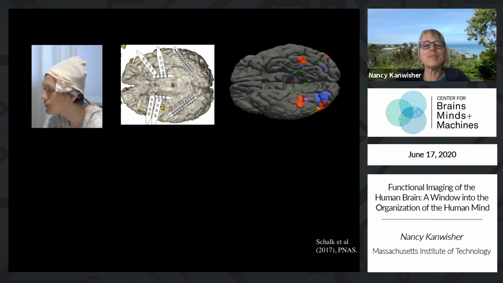So for comparison, here's the bottom of my brain, showing you in red my face selective regions, in green my place selective regions, in purple regions of my brain that respond more to color information than grayscale.